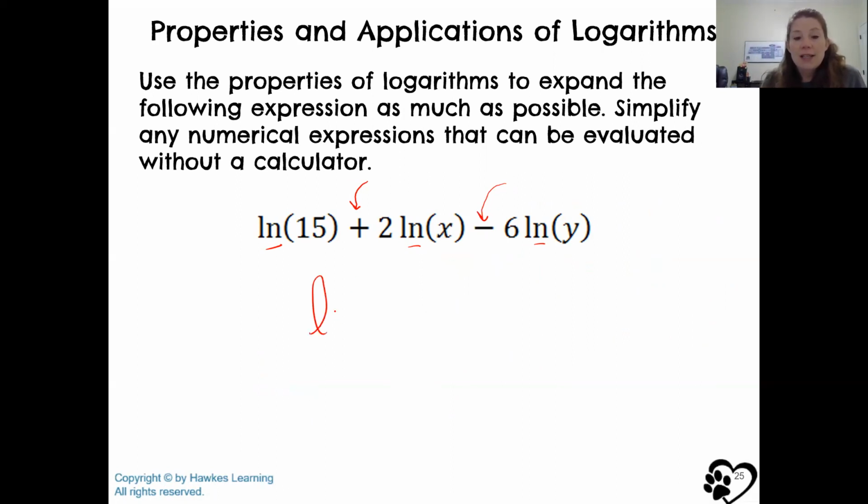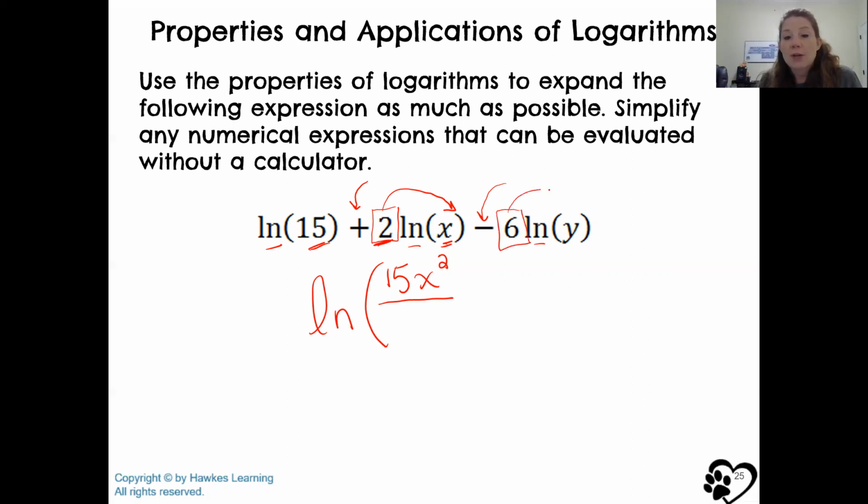So we're going to write the ln of 15. Now, one of the properties said you can take a factor, one of the numbers in front, and turn it into an exponent at the end. So 15 times x raised to the power of 2, there's that number, divided by, because there's subtraction, we have a big number, a factor, and we're going to throw it over here with the y, and we put y to the 6th power. And guess what? We're done.